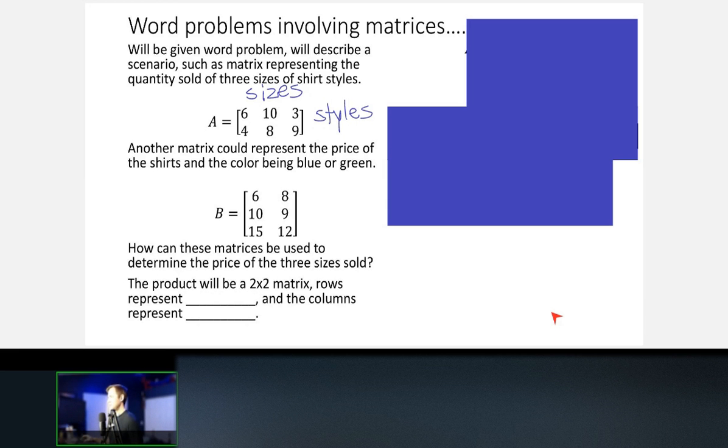So again, which is labeling for sizes, the columns or the rows? The rows. And we know it's rows because why? Because we have 3 sizes, so it has to be the rows, right? We have row 1, row 2, and row 3. So that means the rows are the sizes.